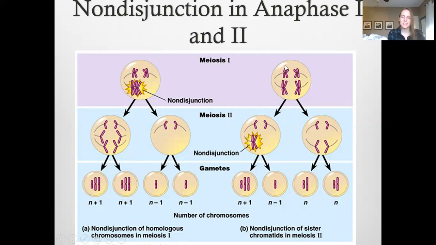Now in the second example here, the non-disjunction doesn't happen until meiosis 2, which means that this cell on the far right here is still normal and it's dividing normally. So the 2 gametes that result from that cell, these 2 gametes down here, are both completely normal. This cell is the one that's not dividing properly. It has the non-disjunction taking place. And so one of its resulting gametes will have an extra chromosome and one will be missing a chromosome.